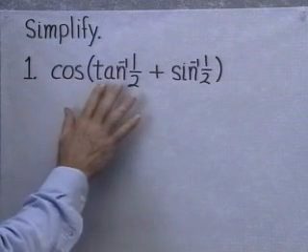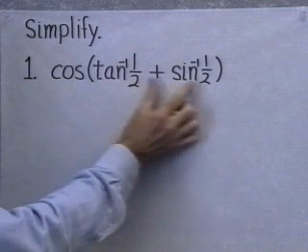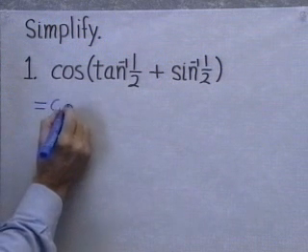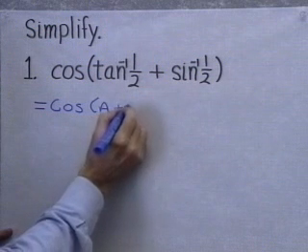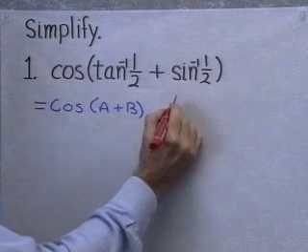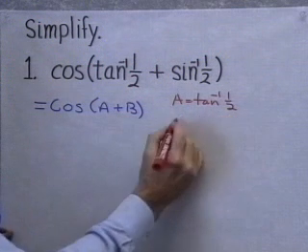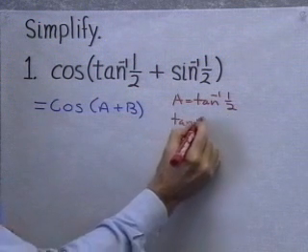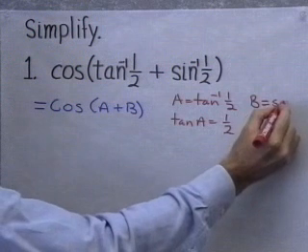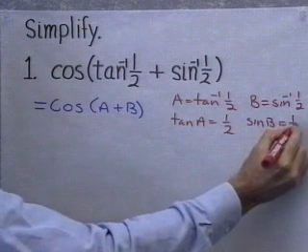We want to simplify the cosine of inverse tangent 1/2 plus inverse sine 1/2. Now inverse tangent 1/2, that's an angle. Inverse sine 1/2, that's another angle. So I'm going to say that this has the form cosine of A plus B, where A is inverse tangent 1/2, which means that tangent A equals 1/2. And then B is inverse sine 1/2, which means that sine B equals 1/2.